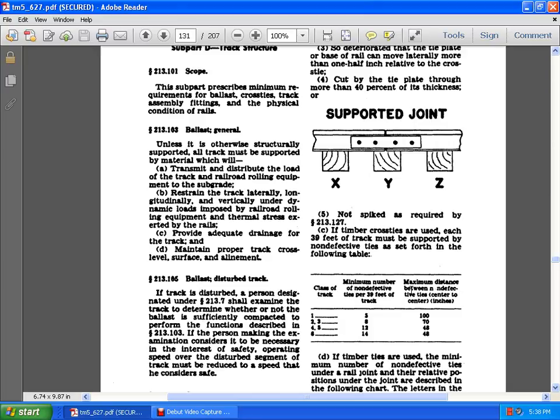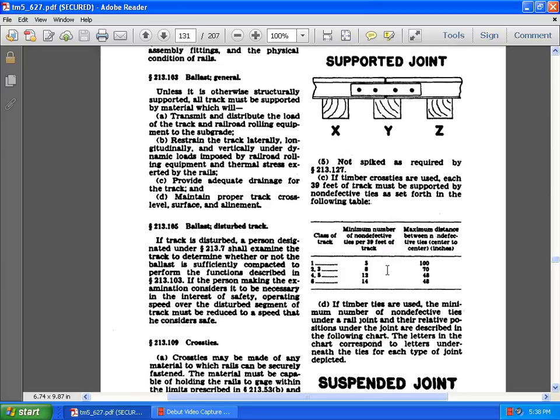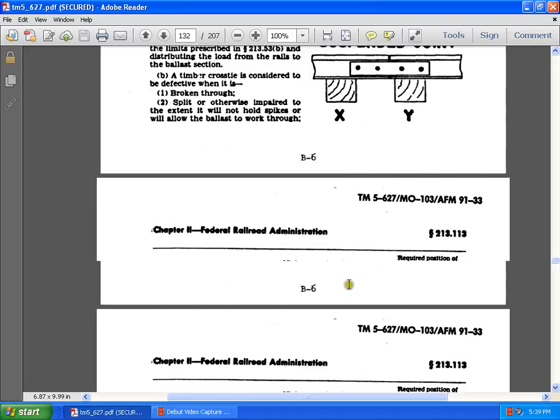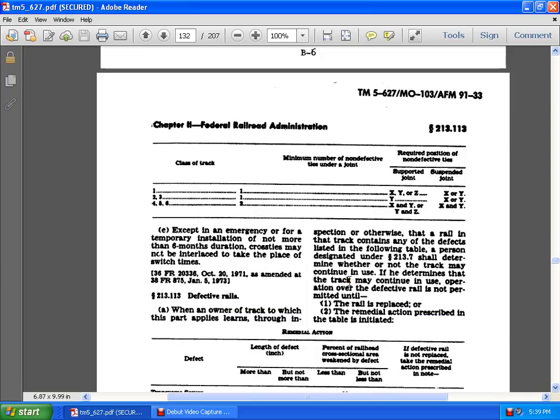If timber is used, the minimum numbers of non-defective ties under rail joints are described in the following chart. The letter in the chart corresponds to the letter underneath the ties of each type of joint depicted. Supported joint, suspended joint at X and Y. Class of track 1: minimum number of non-defective ties under the joint, X, Y, and Z, supported and suspended, except for emergency or temporary installation of not more than 6 months duration.